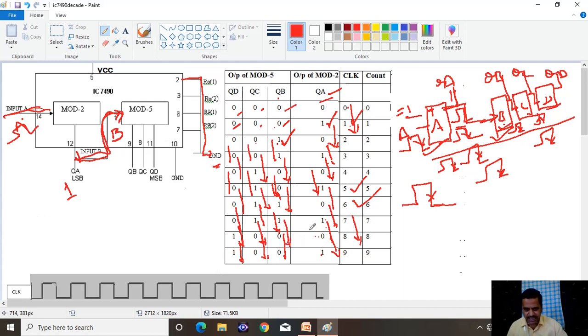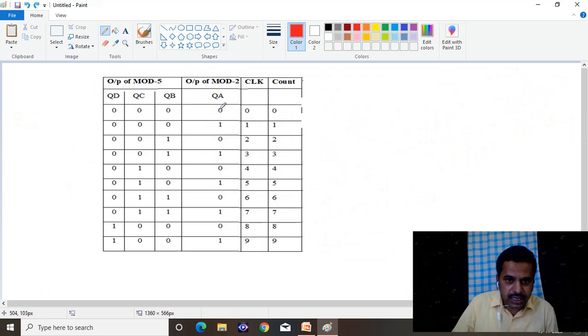Now let us study how it acts as a decade counter. Look at the mod 2 and mod 5 counters in a truth table. The mod 2 counter always changes the state from 0 to 1, 1 to 0, 0 to 1, 1 to 0 for every clock pulse, because mod 2 means it has only 2 states, 0 and 1.